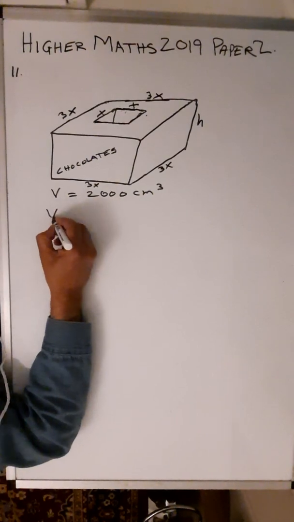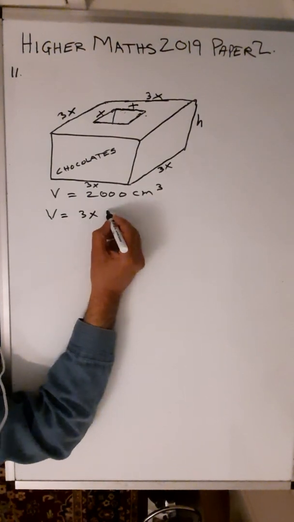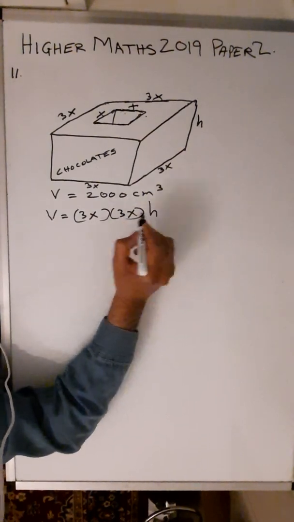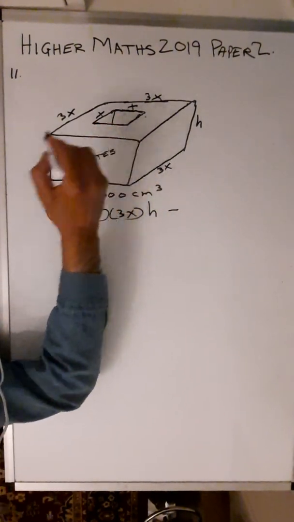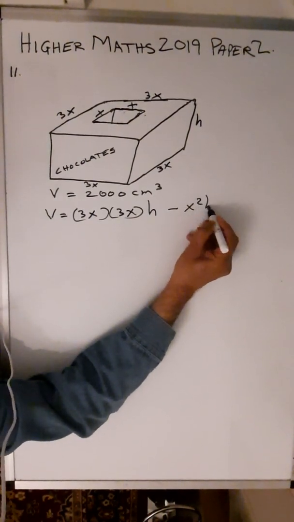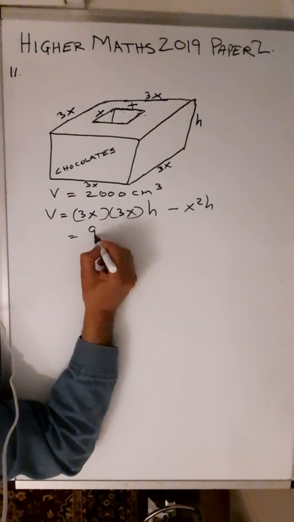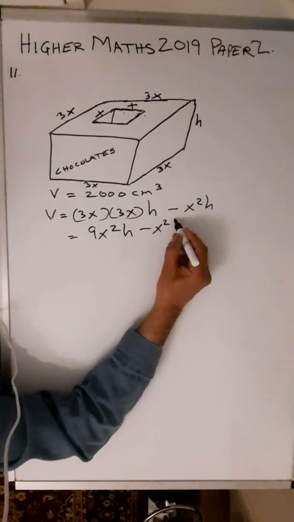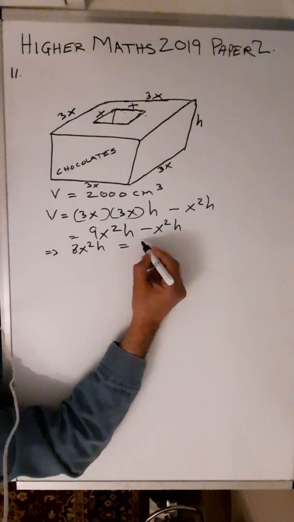Volume itself would be length times breadth times height, which is 3x times 3x times h, minus this volume here, which is x times x times h, which is x squared h. So what you have there is 9x squared h minus x squared h, which means that you have 8x squared h is equal to 2000.